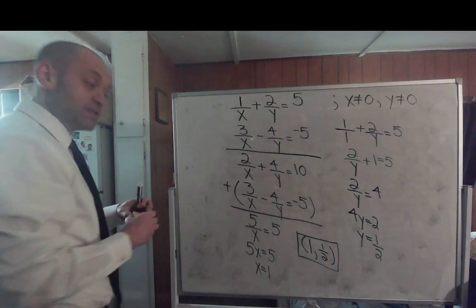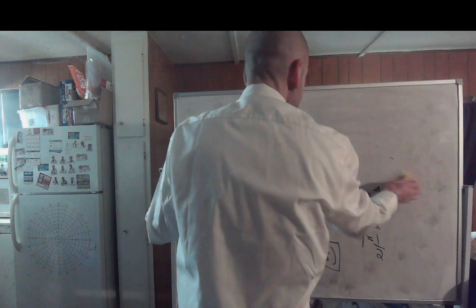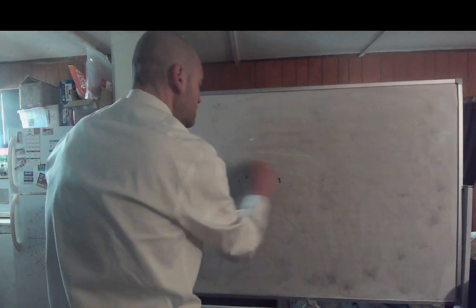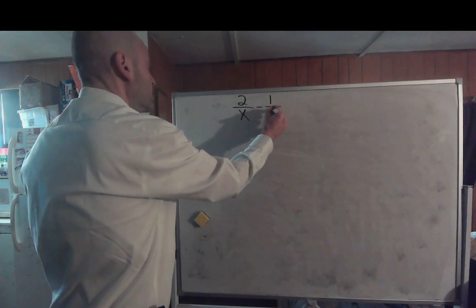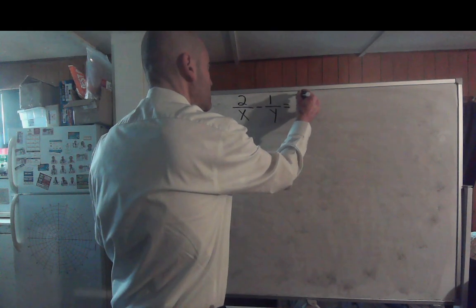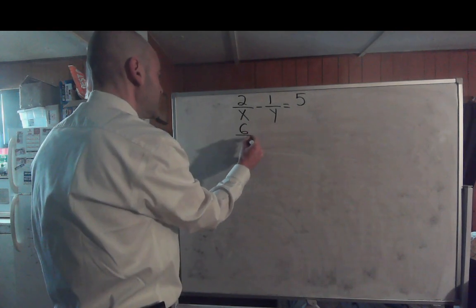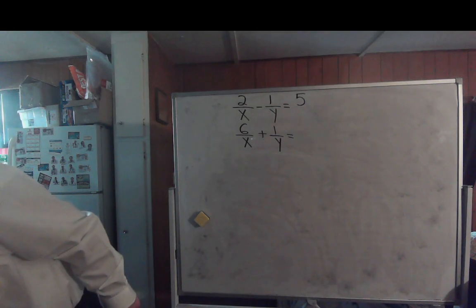One more problem, then we are done with the lesson. 2 over x minus 1 over y is equal to 5. 6 over x plus 1 over y is equal to 11.